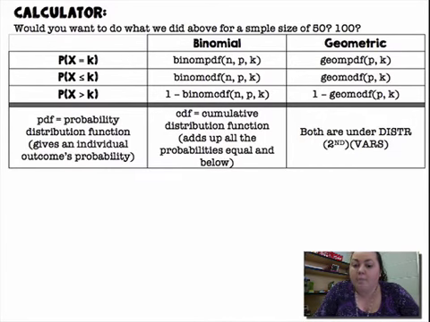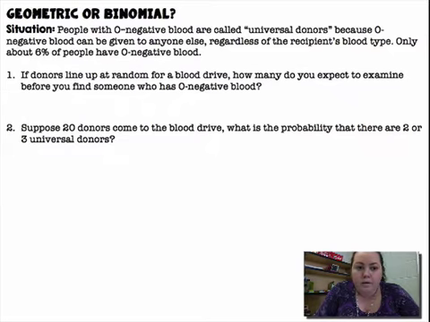And then both distributions are under distributions in your calculator. So it's second VARS that you hit to get distributions, and then you'll see all the binomial and geometric distributions in your calculator. Alright, so geometric or binomial.